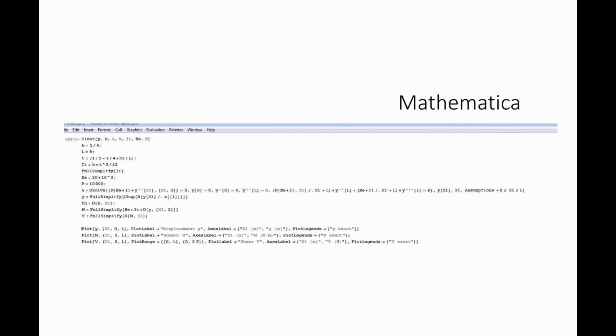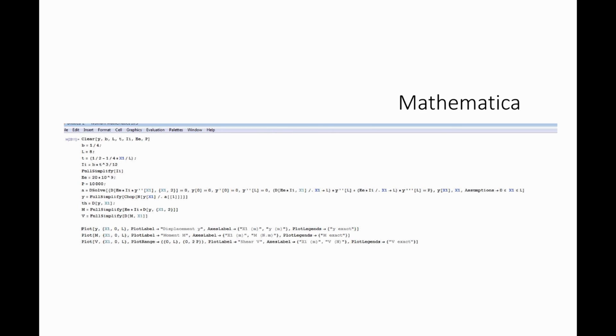Then the differential equation is solved. This is the differential equation: the second derivative of EI times the second derivative of y with respect to x1 is equal to 0. The displacement at the left end is 0, the rotation at the left end is 0, the moment at the right end is 0, and then the shear, which is the first derivative of the moment, is equal to P.